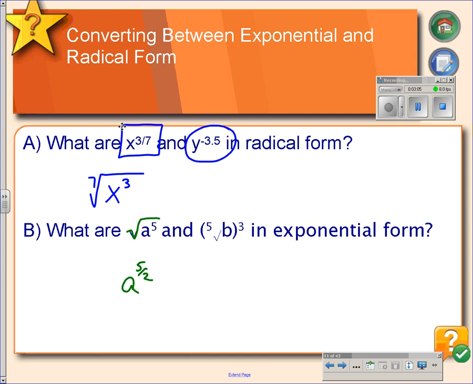In our next example, we have B as our base, and 3 is the exponent, 5 is the index, so it's B to the 3/5.